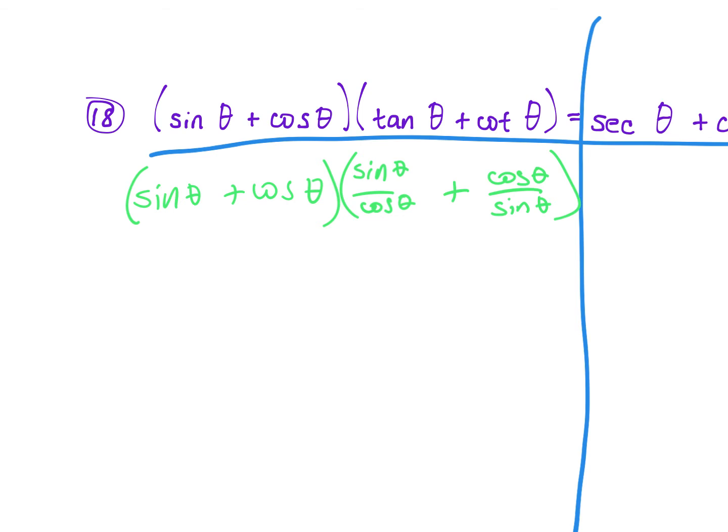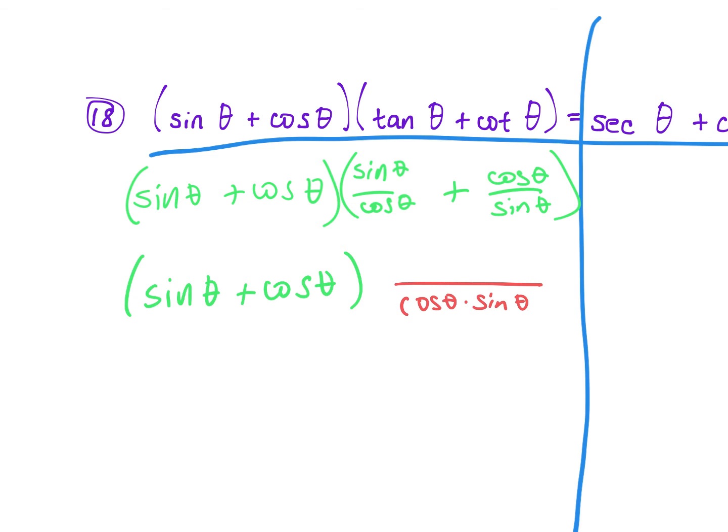Should I multiply them together with anything, or should I just leave it alone for a second? Let's just leave it alone for a second. Right now, I have two fractions that have different denominators. How do you get a common denominator when you have two different denominators? You multiply them, right? So if I multiply these together, I get cosine theta times sine theta.